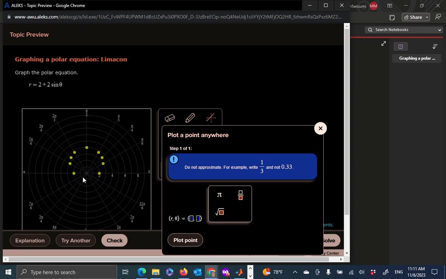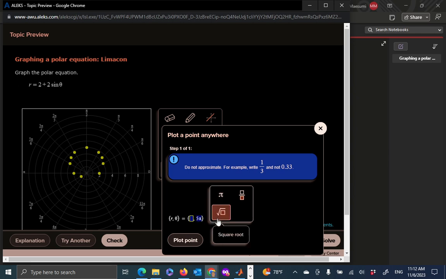Next, we are going to come to 7 pi over 6. Sine of that is minus 1/2. Minus 1/2 times 2 becomes minus 1, and plus 2, I get a 1. So here, you see, the radius shrank from 2 to 1. I'm going toward the origin. Plot that point, and then continue.